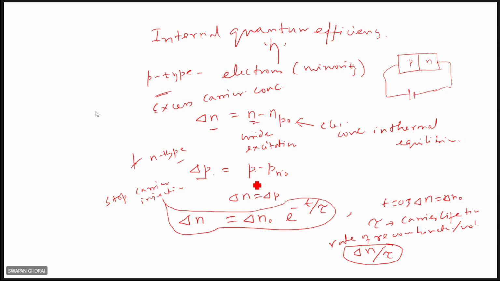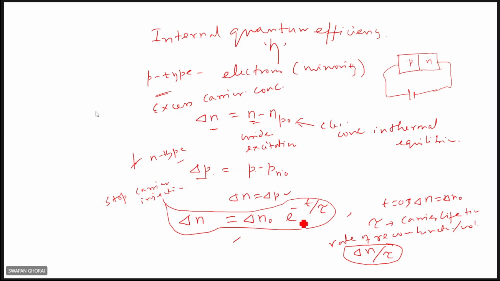Now, since the semiconductor is neutral, delta n must be equal to delta p. And these excess carriers decay exponentially with time, which can be written as delta n at a certain time t equal to delta n0 e to the power minus t by tau. This will decay exponentially. How are we getting these relations?